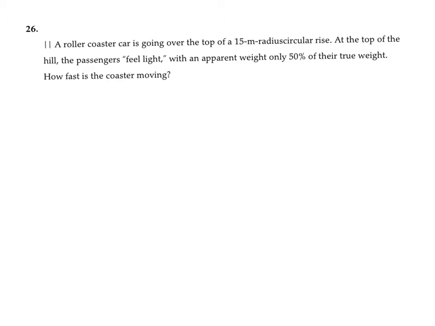Alright, let's examine what we have here. The radius of the circle is 15 meters. Now, the apparent weight, that's force normal, is half of the true weight. True weight is force gravity. So this is kind of like what we did before. We're going over the top of a roller coaster. Force gravity's down, force normal is up, and our positive direction is going to be down because that's the direction of the center of the circle.